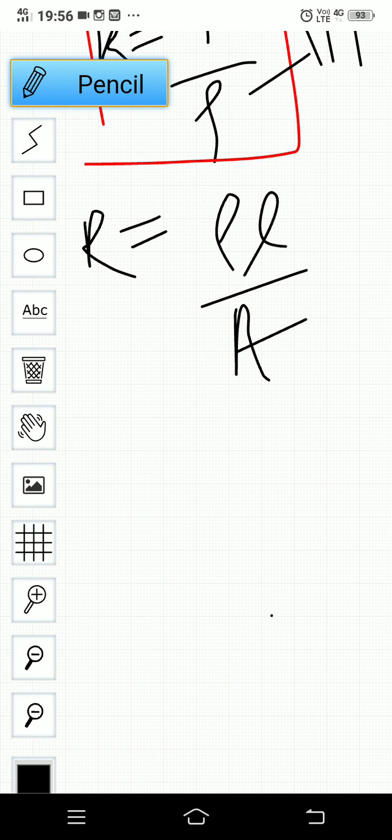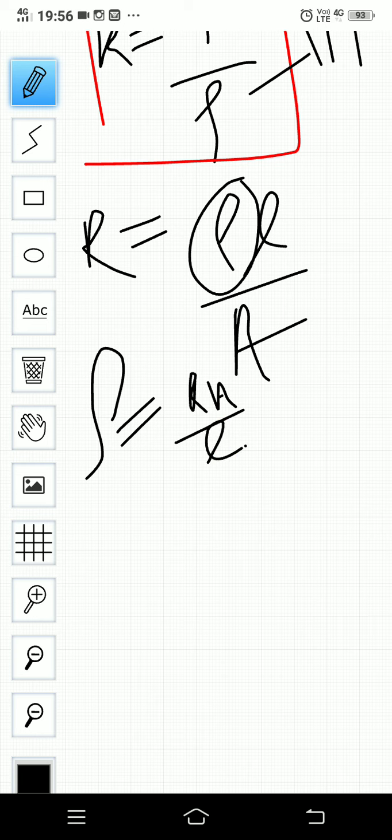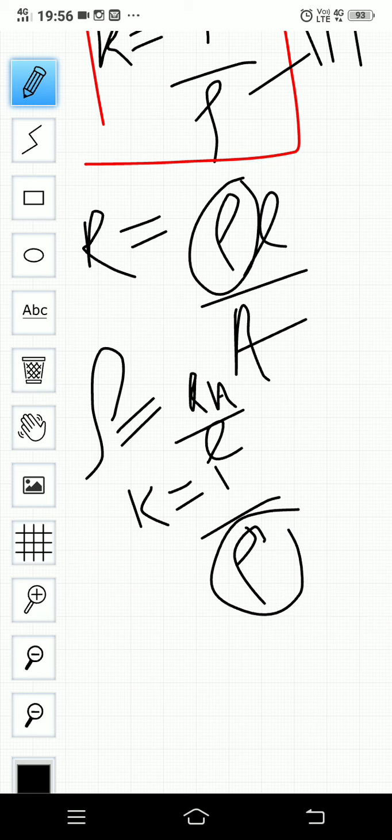So from this, I can take out the value of rho. What is my value of rho? Rho is equal to RA by L. Now, K is given by 1 by rho. So here we'll put the value of RA by L.